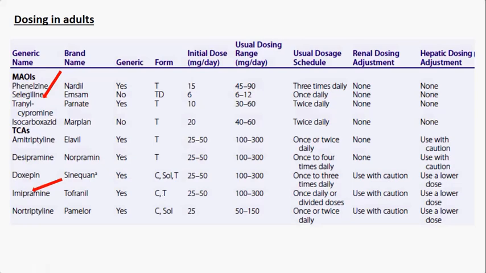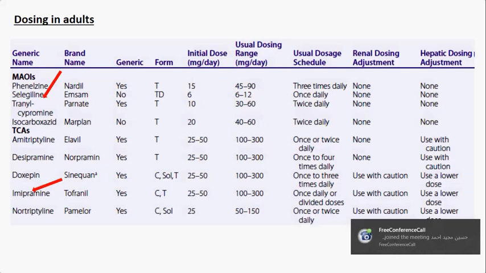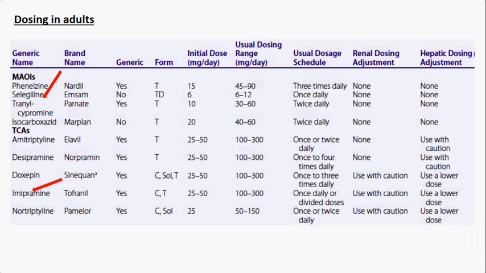The initial dose for this drug is 25 to 50 milligram per day, and the usual dosing range is 100 to 300. That means we cannot exceed the daily dose above 300 milligram. Once daily or could be divided into multiple doses.